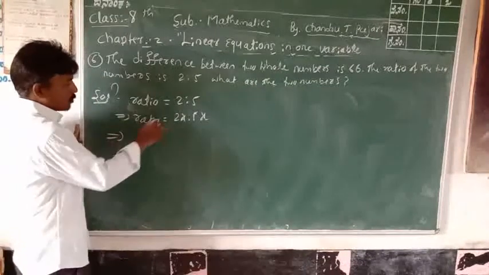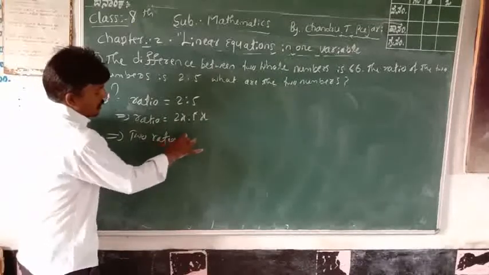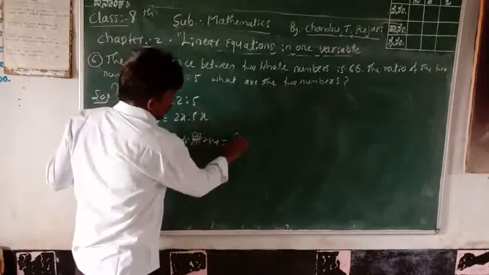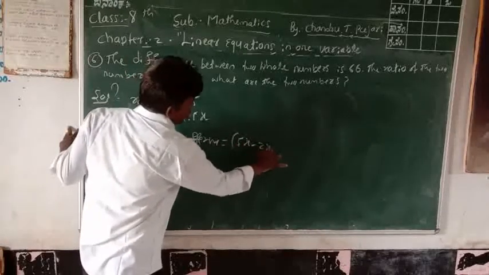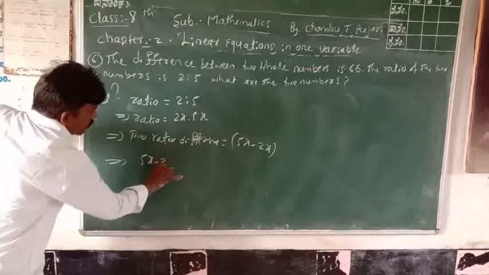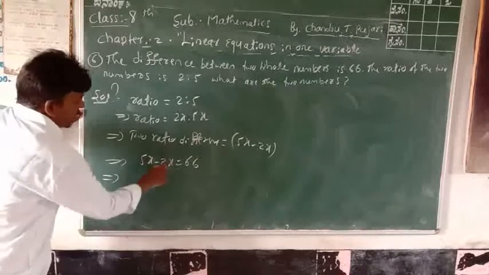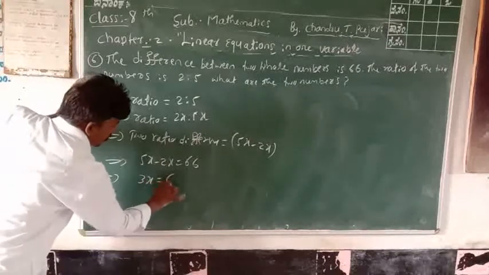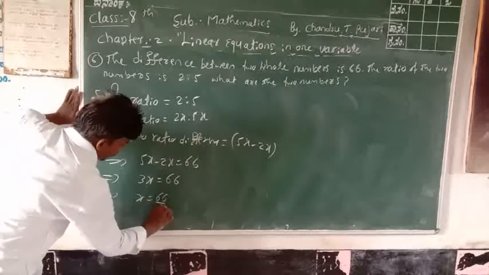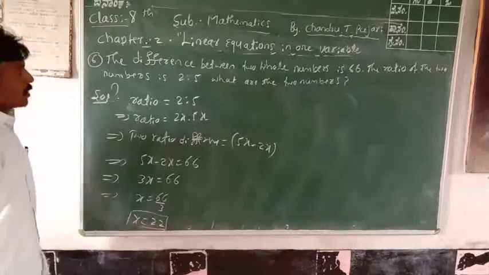Therefore, the difference of these two is 5x minus 2x, which is equal to 66. Therefore, 5x minus 2x is 3x, equal to 66. Therefore, x is equal to 66 divided by 3. Therefore, x is equal to 22.